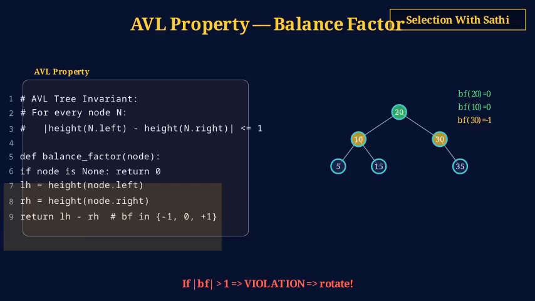Look at line 6. Each node stores its height, which we update after every operation. The function getHeight on line 8 returns -1 for a null node. This guarantee of balance ensures the height stays O of log n.